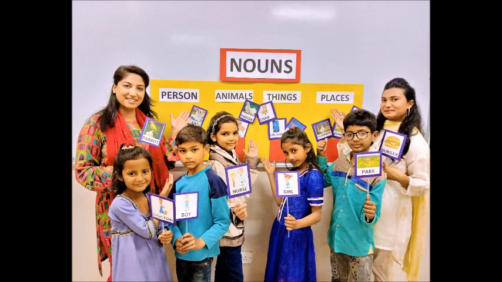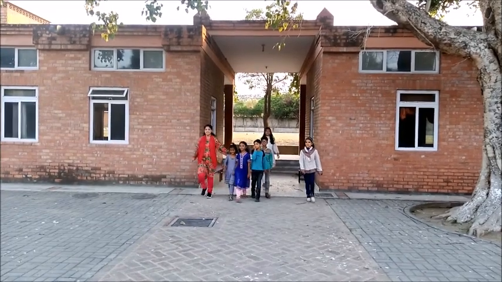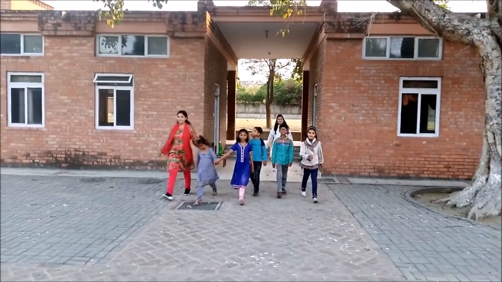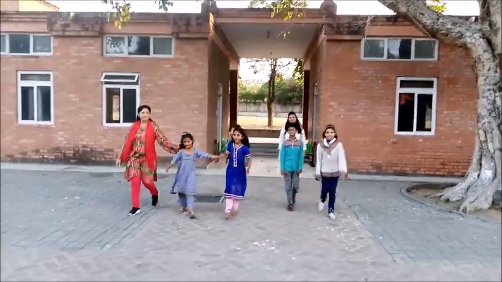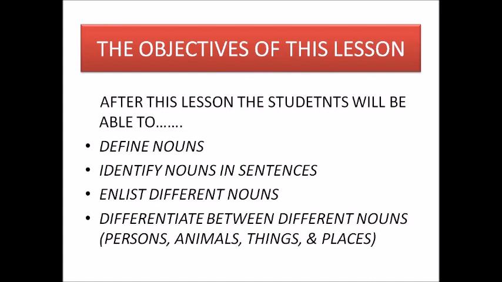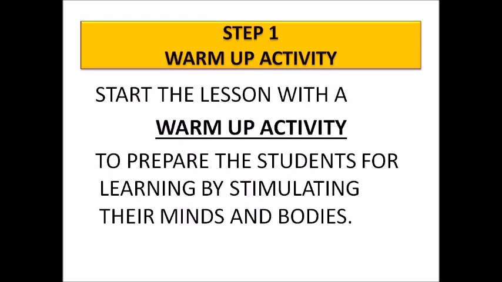I am going to give you the demonstration on how you can teach a very first lesson about nouns to grade 1 or grade 2. After this lesson, the students will be able to define nouns, identify nouns in sentences, and list different nouns and differentiate between different nouns. For example, persons, animals, things, and places. This lesson is divided into 10 steps. Each step leads from the prior knowledge towards the new knowledge through simple and easy activities towards the complex one.